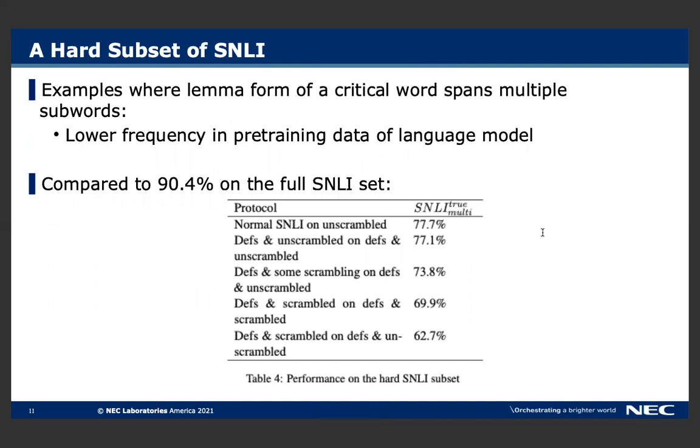Finally, we tried to find naturally occurring examples with less common words in the SNLI test set. We considered examples where the lemma form of a critical word spanned multiple subwords. Because the whole word is not a subword, this means that it has somewhat lower frequency in the pre-training data of the language model. Indeed, these examples are harder, with performance of a normal SNLI model at about 77%. However, the word embeddings still perform better than the definitions on this set overall.